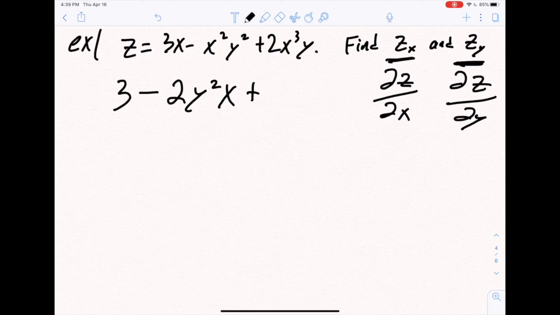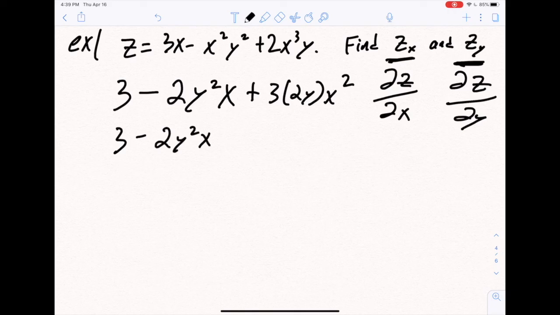Remember, again, y is a constant, and so 2y is a constant as well. So all we do is bring down the exponent, multiply by the constant in front, 2y, times x to the 3 minus 1 power, which is 2. So we can rewrite this as 3 minus 2y squared x plus 6y x squared.